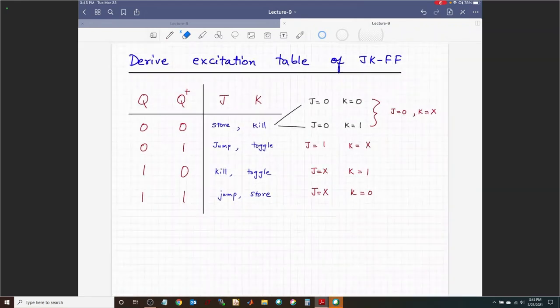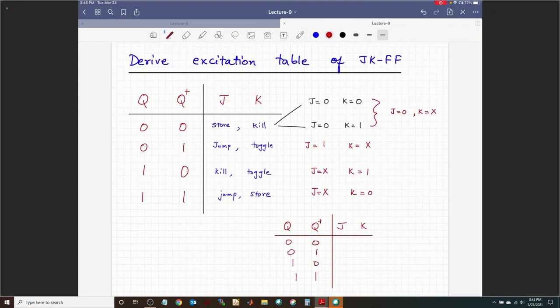That's going to be your excitation table for a JK flip-flop. Let me just wrap it up here with all the entries. You have Q, Q plus, J, K: 0 0 0 X, 0 1 1 X, 1 0 X 1, 1 1 X 0. That's your excitation table. Questions about how to derive the excitation table of a JK flip-flop? And by extension, hopefully you are starting to think about, if you had to derive the excitation table of some other flip-flop, how would it look?